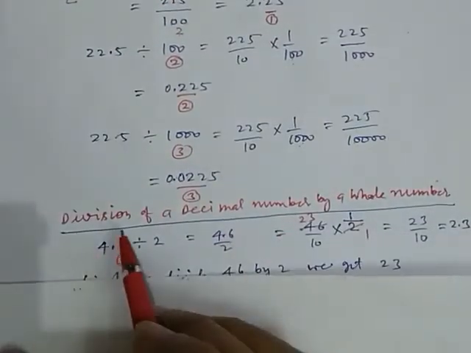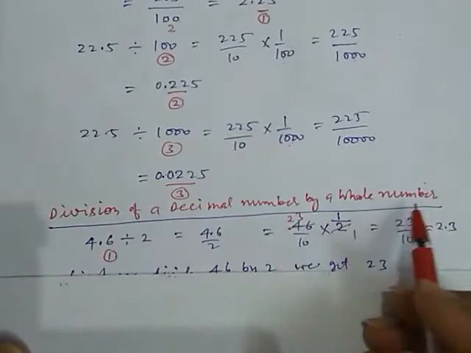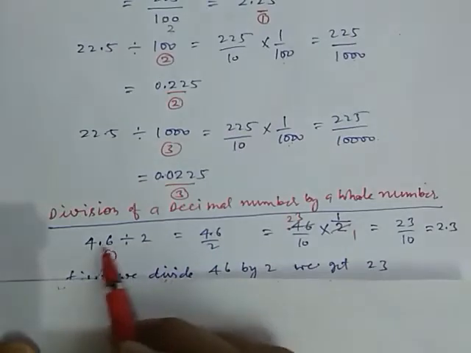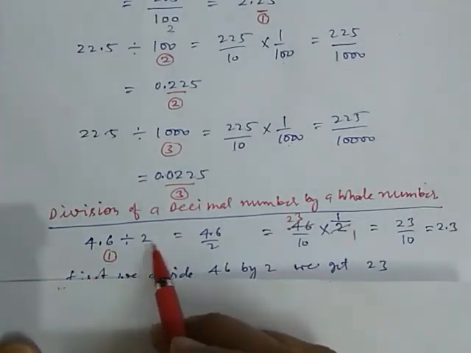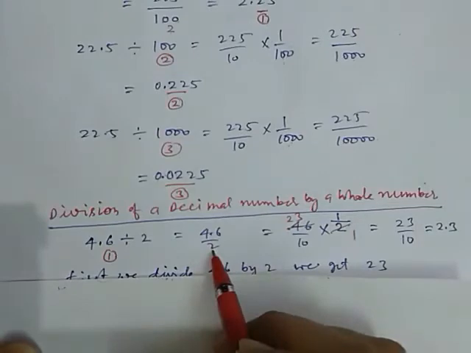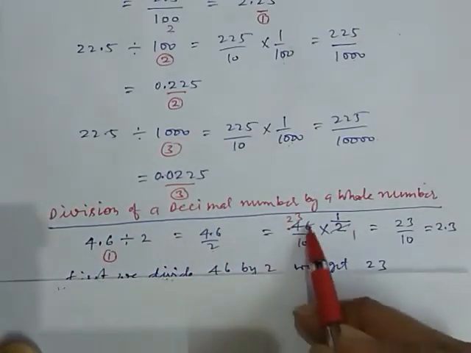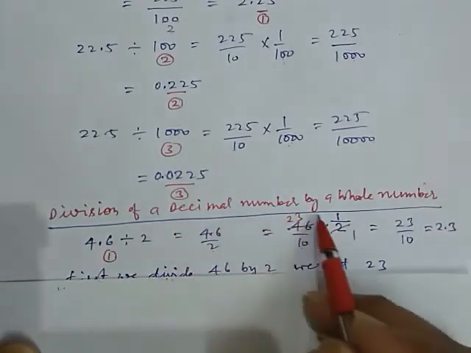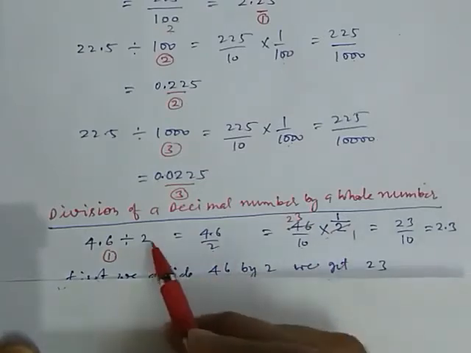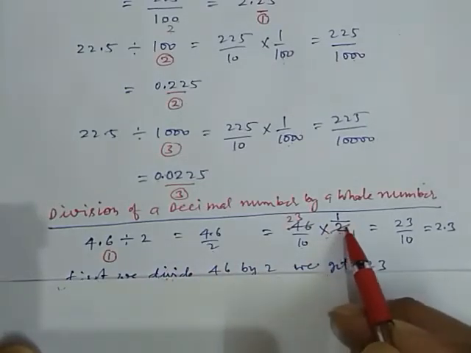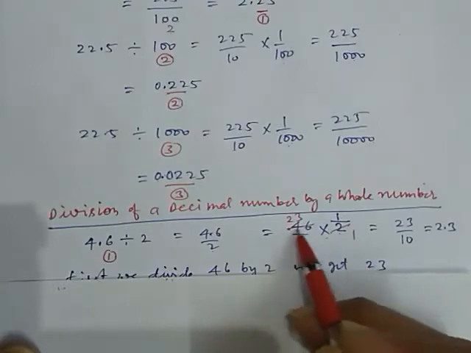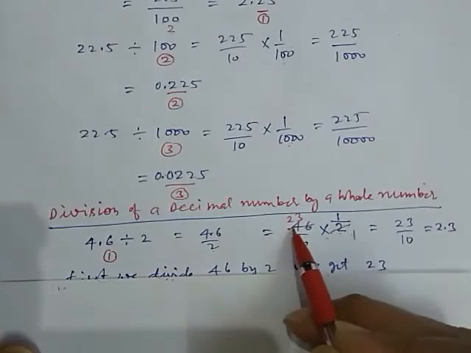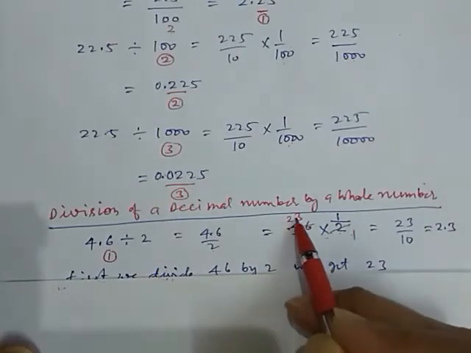Now we take division of a decimal number by a whole number, okay. Here is our decimal number and this is our whole number. So when we divide 4.6 by 2, we can write this as 4.6 by 2, or we can write 4.6 as 46 by 10 and divide by 2, meaning convert this division sign into the multiplication sign and invert this number to 1 by 2. Here this 46 divided by 2: 2 ones are 2, and this is 23 times. 2 twos are 4, 3 twos are 6, so 23.